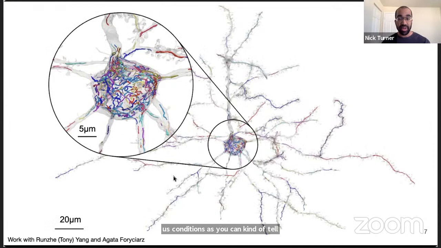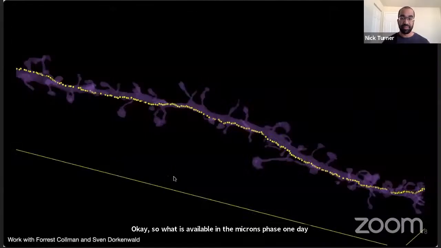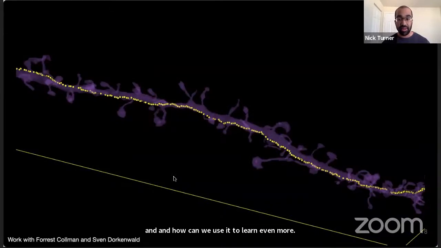Okay, so what is available in the MICrONS phase 1 data, and how can we use it to learn even more? Well, along with the basic association of each organelle to a host cell, we performed a computational skeletonization of each cell with the soma in the data set.